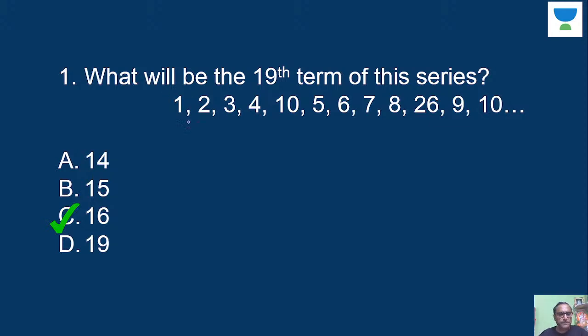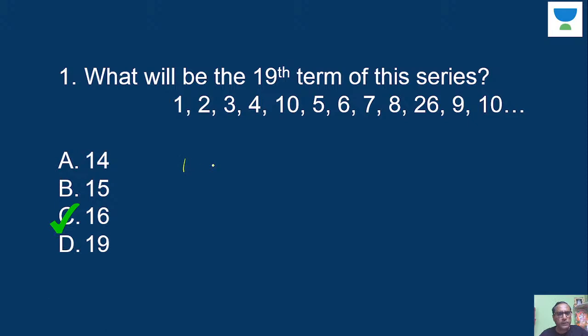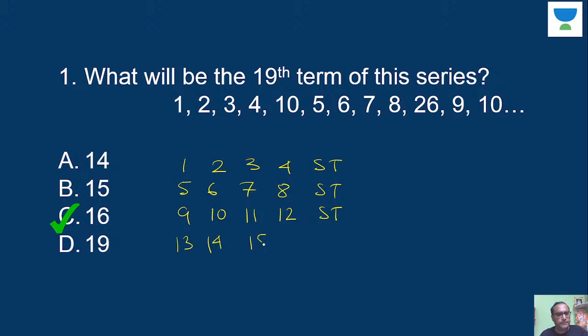Because you see, it is actually 1, 2, 3, 4, then some term. 5, 6, 7, 8, then some term. 9, 10, 11, 12, then some term. 13, 14, 15, 16. So these are 19 terms.